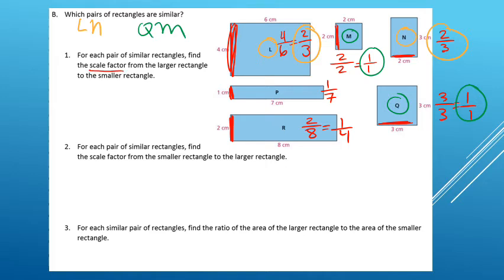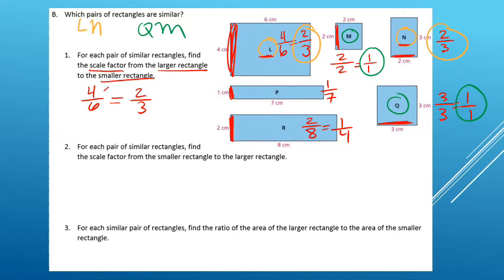So scale factor from the large rectangle to the small rectangle. So thinking about what I have here, L in this case is my larger rectangle, so 4 to 6. And N is my small rectangle, so 2 to 3. So now I'm going to look for a scale factor between these two rectangles. And so I'm going from large to small. So that tells me that my scale factor is less than 1.